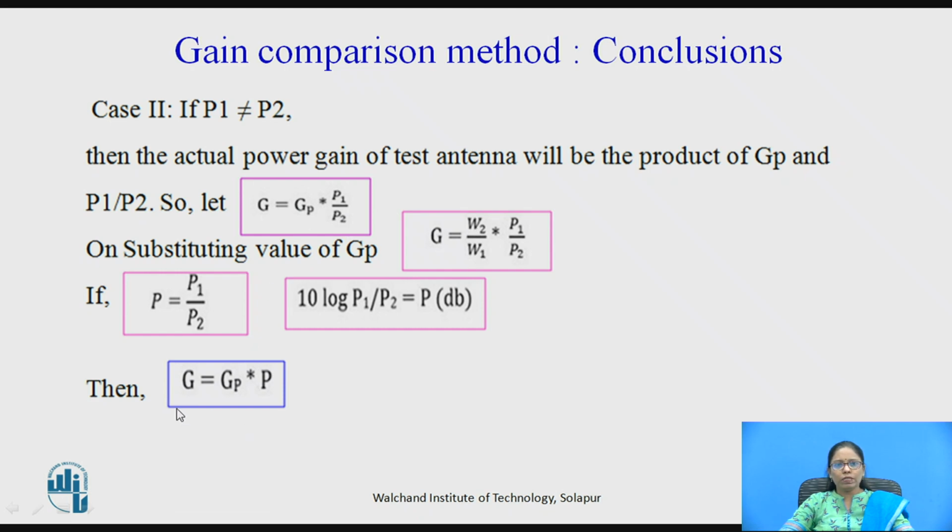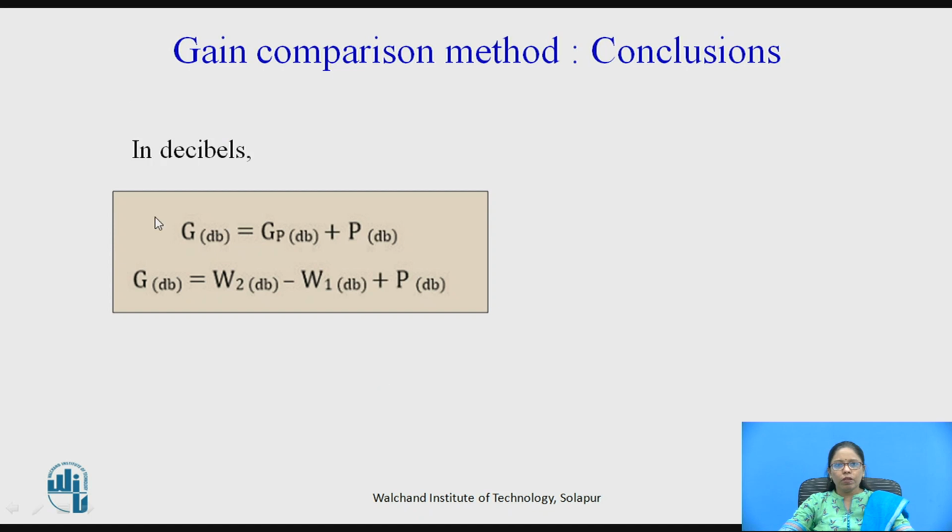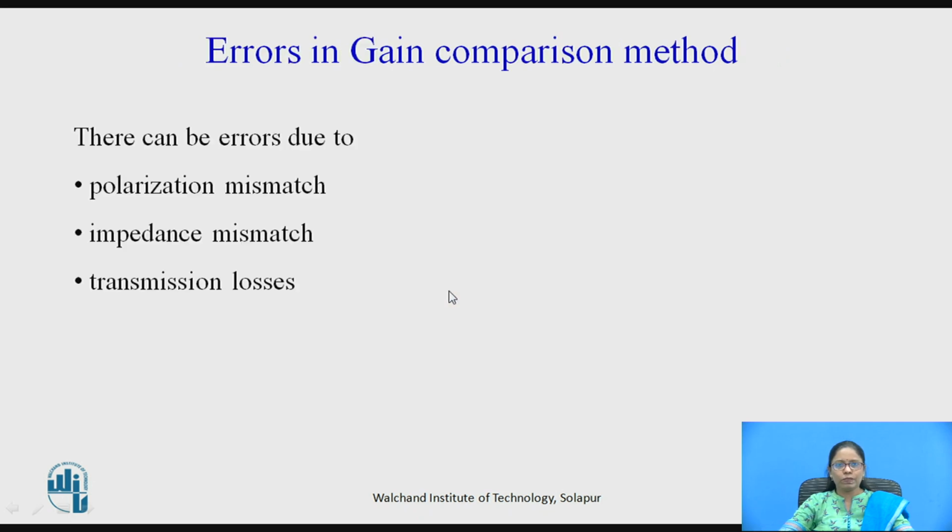So I can say that the gain is GP into P. GP is the ratio of the radiation intensity, which is W2 by W1, and P is the power ratio, P1 by P2. In decibels, it is GP dB plus P dB, or putting GP as W2 by W1, in decibels it becomes a subtraction: W2 dB minus W1 dB plus the power ratio in decibels.